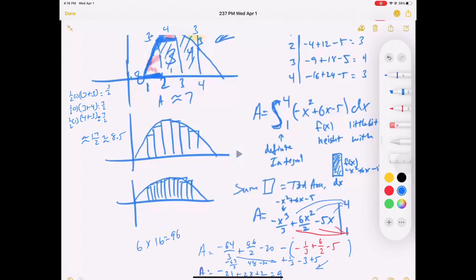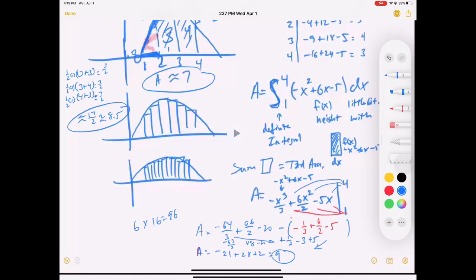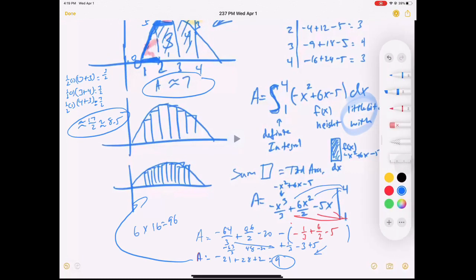So we went from a really rough guess of 7 using rectangles to a better guess of trapezoids, 8.5. And not a guess, but an actual value of 9. Whenever you take the integral, that gives us our actual value, because we're taking infinitely many rectangles, because dx is a little bit of x, so our bases are little tiny rectangles. So our general rule now is that if I want to find the area underneath the curve, and the curve is not a straight line but a curve shape, we can definitely just do this.